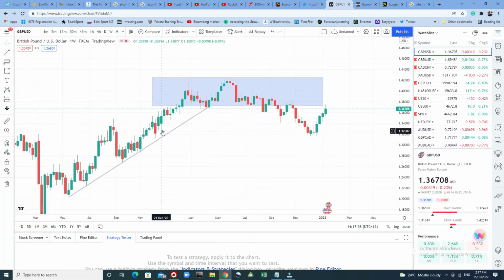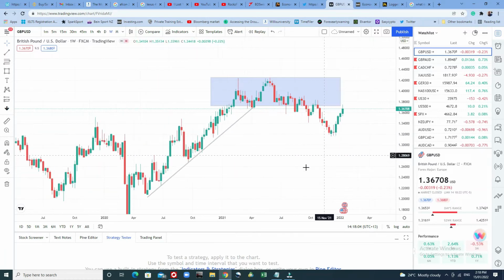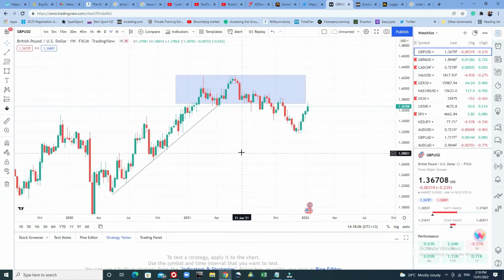Now on the weekly time frame, we're trying to identify the direction of the market, and for now the market appears to be recovering from the consolidation, because it consolidated at this region, then it's coming up to this upside. This is because this is a 1 week time frame.